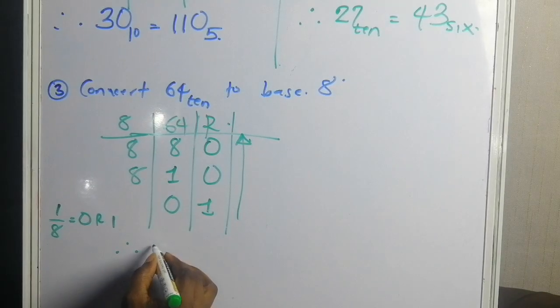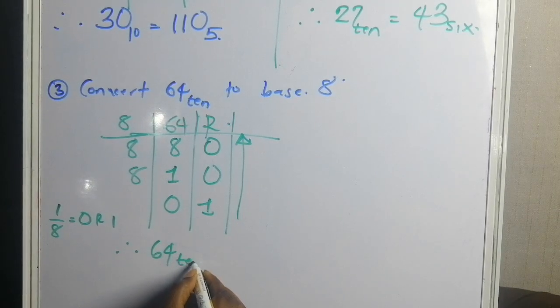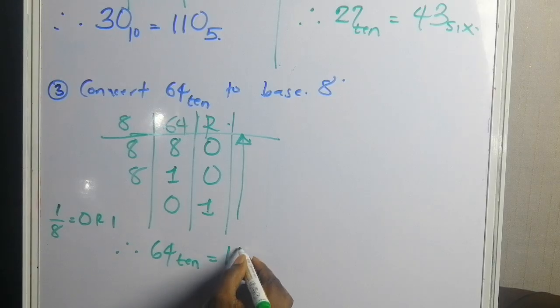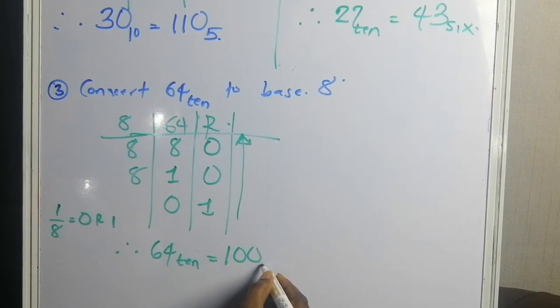Now say therefore 64 base 10 is equal to 100 in base 8. It's as simple as that.